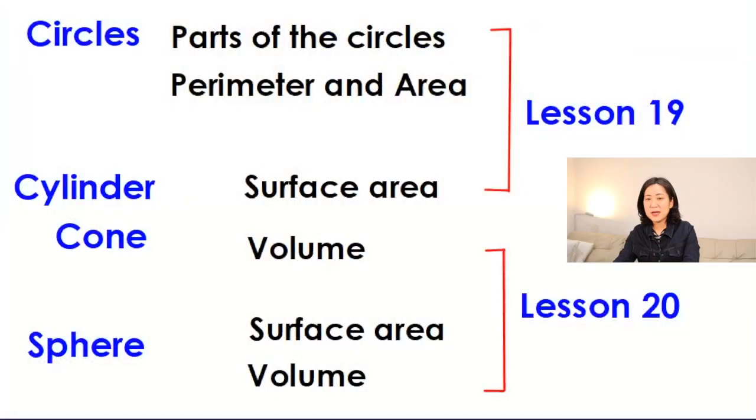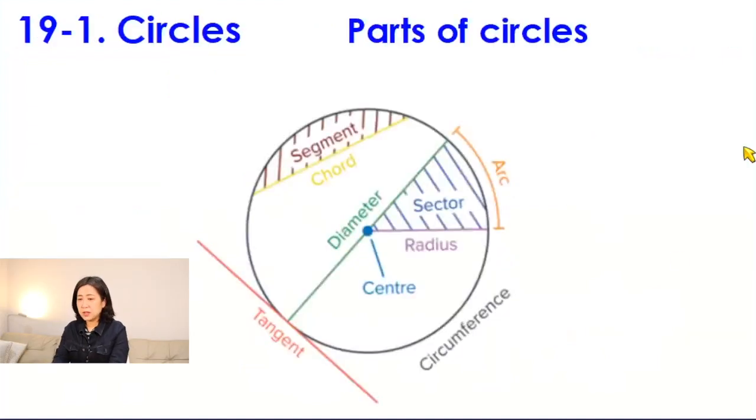The lesson will be circles, cylinders, cones and spheres. This is a broad topic, so we're going to talk about circles and the surface of the cylinder and cone first, and then in lesson 20 we continue with this topic, the volume of cylinder and cone. Then we are going to talk all about the sphere in lesson 20. So let's begin with the parts of a circle.